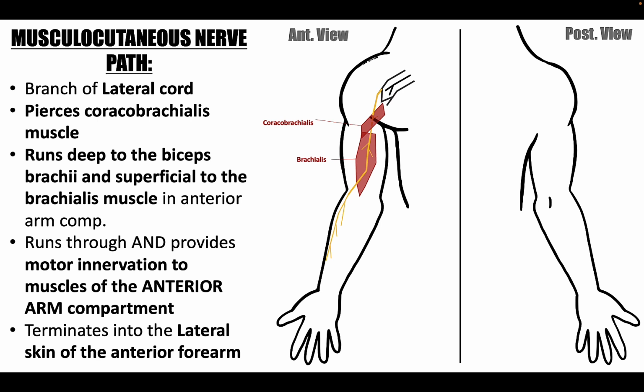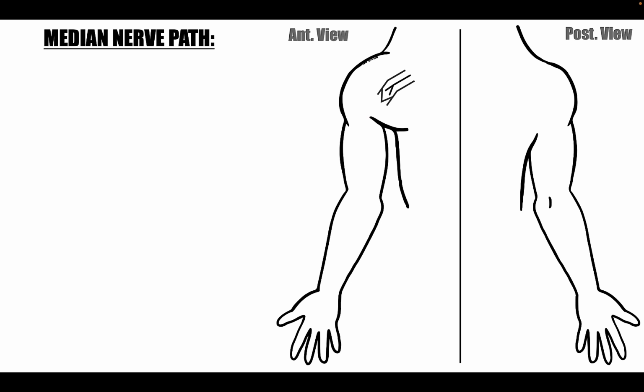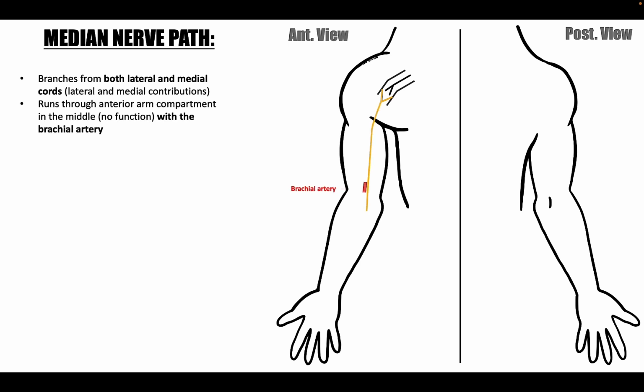If I poke you in the anterior lateral forearm, you feel that pressure, temperature, and maybe pain through your musculocutaneous nerve. Median nerve originates from the middle of the anatomical M, is made up of both the lateral and medial cord, how special, travels through the anterior arm, but does nothing while it's there. Just buddies up with the brachial artery to travel in tandem through the anterior arm compartment, but not to innervate it.